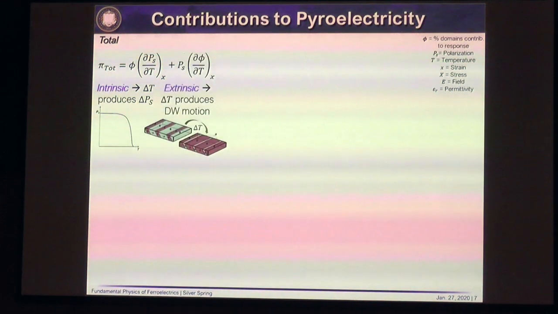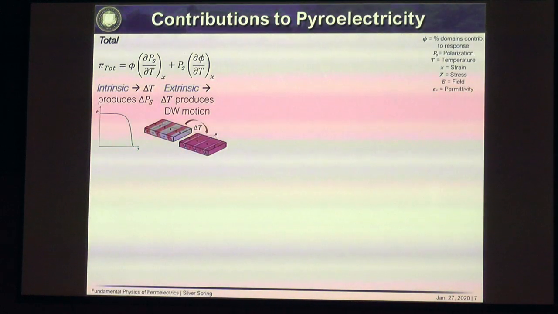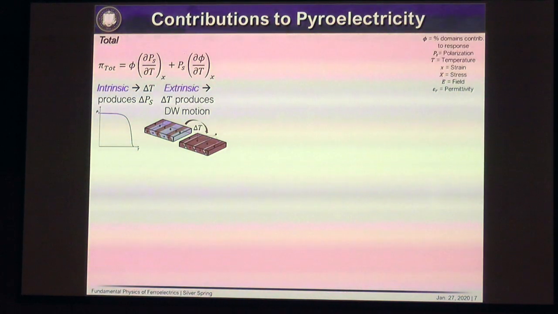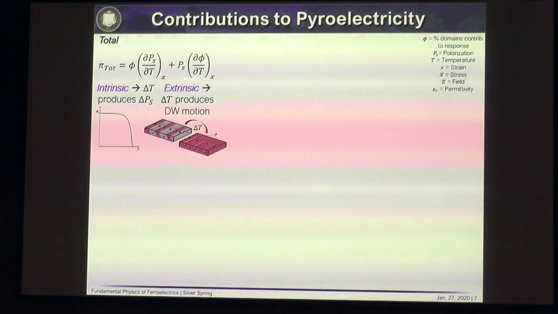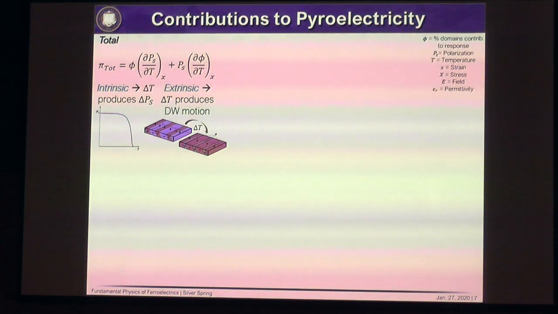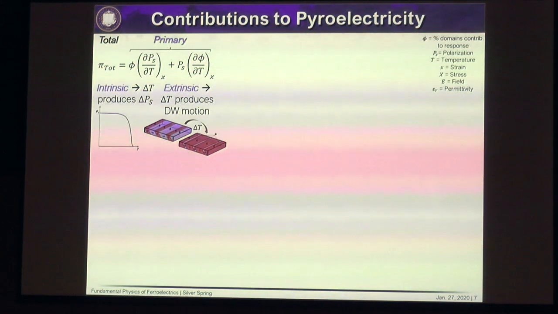You can also have so-called extrinsic contributions. This results from the temperature driving changes in the domain structure in these materials. And so as the temperature changes and you get changes in domain structure, this can give rise to its own contribution. These two things together are typically called the primary pyroelectric response.